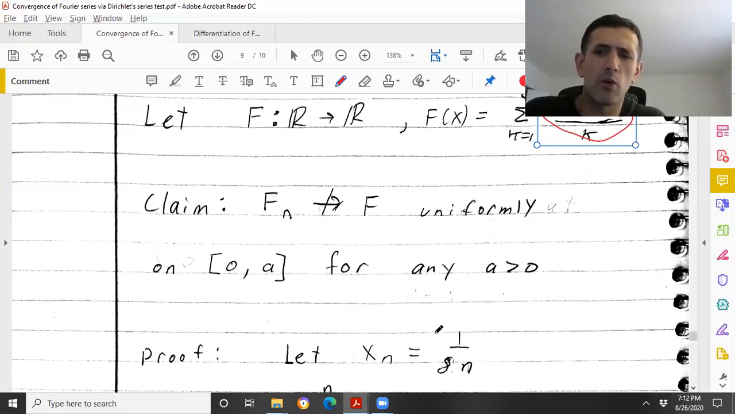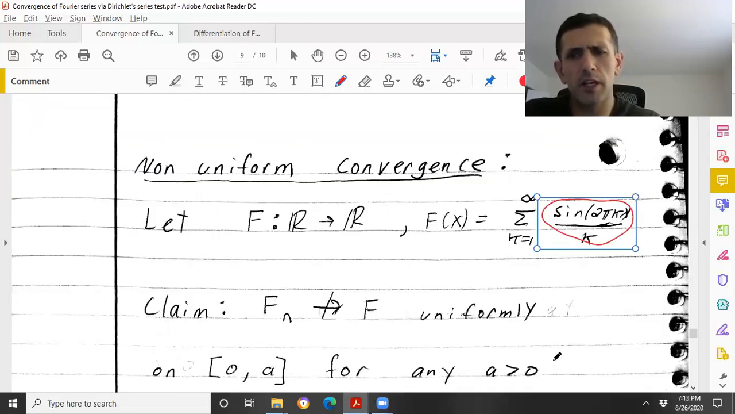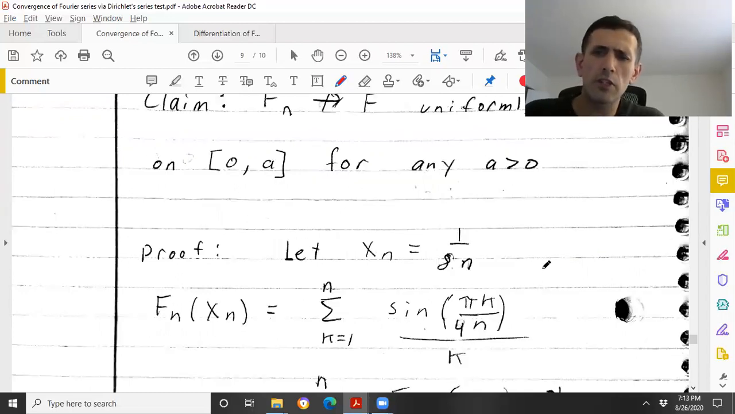Pick xn as 1 over 8n. Why? Well, plug in 1 over 8n for x. So what happens? Well, it's 2 pi k over 8n, so it's just going to be pi k over 4n. So you'll notice that what's inside the sine is no larger than pi over 4, and it's between 0 and pi over 4.